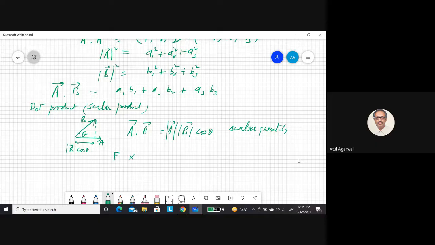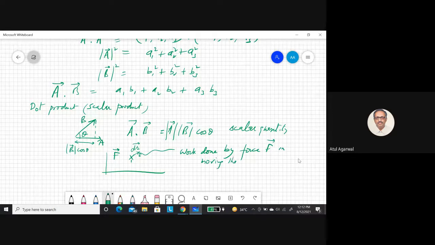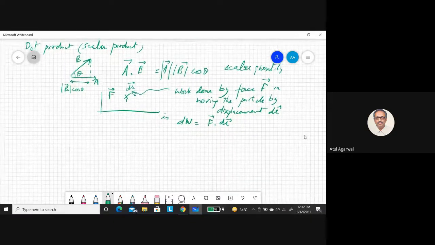Suppose there is a force F which applies to a particle, and the particle undergoes some displacement dr. So the work done by force F in moving the particle by displacement dr from position 1 to 2 is dW equals F dot dr. The work is a scalar quantity. It is not a vector quantity.